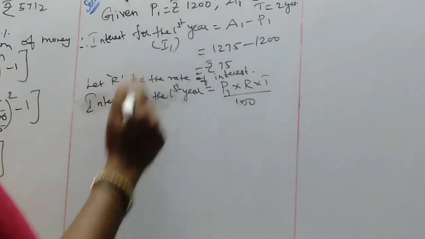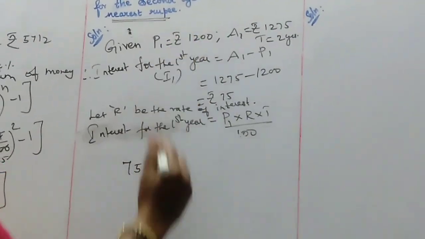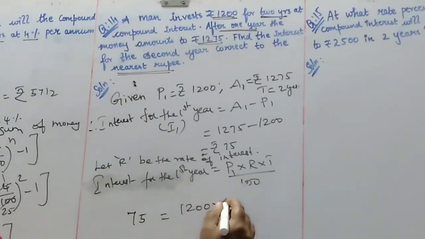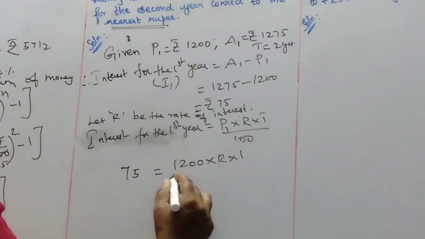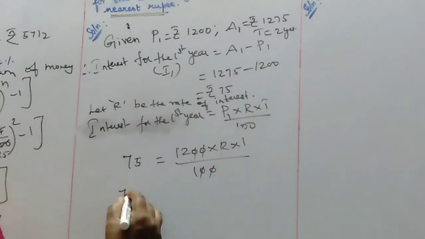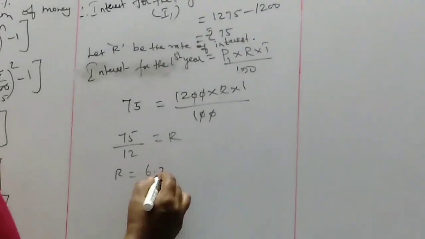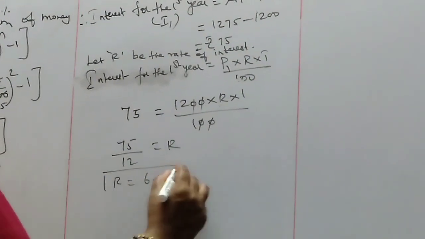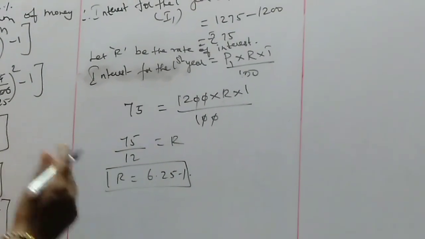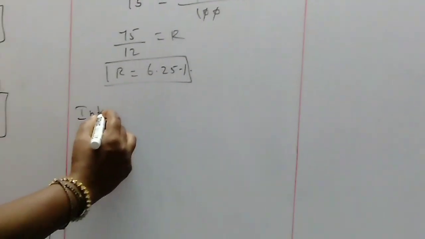Already we have found that the interest for the first year is 75, which is equal to the principal of the first year, 1200, which is given, keeping R as it is, and the time period is 1. If we cancel the 0, then bringing this 12 to this side, we will get R equal to 6.25%. Next, as per the question, we are supposed to find the interest for the second year.